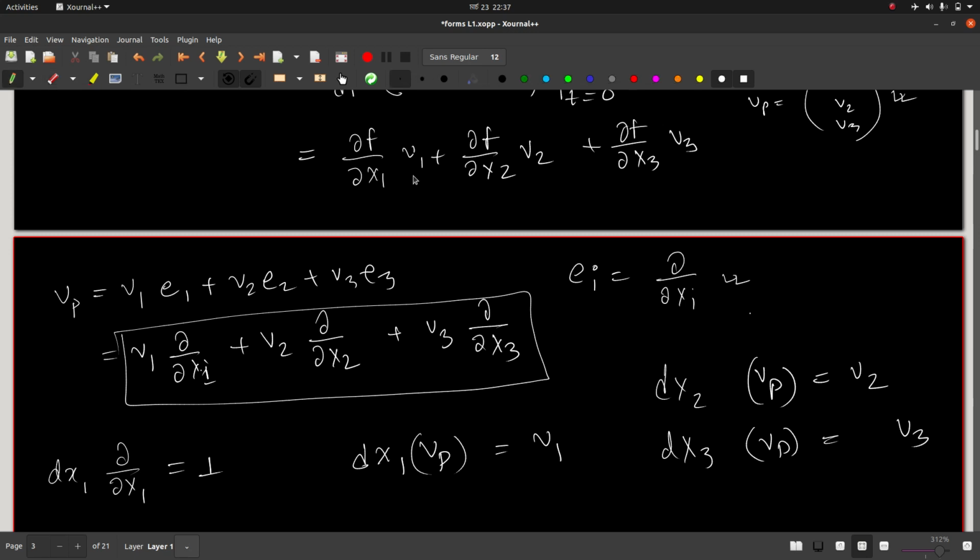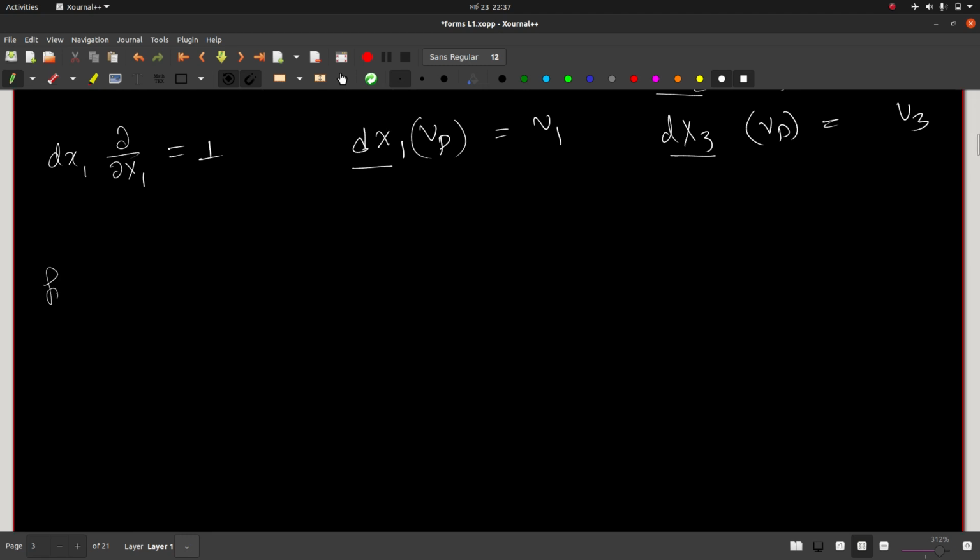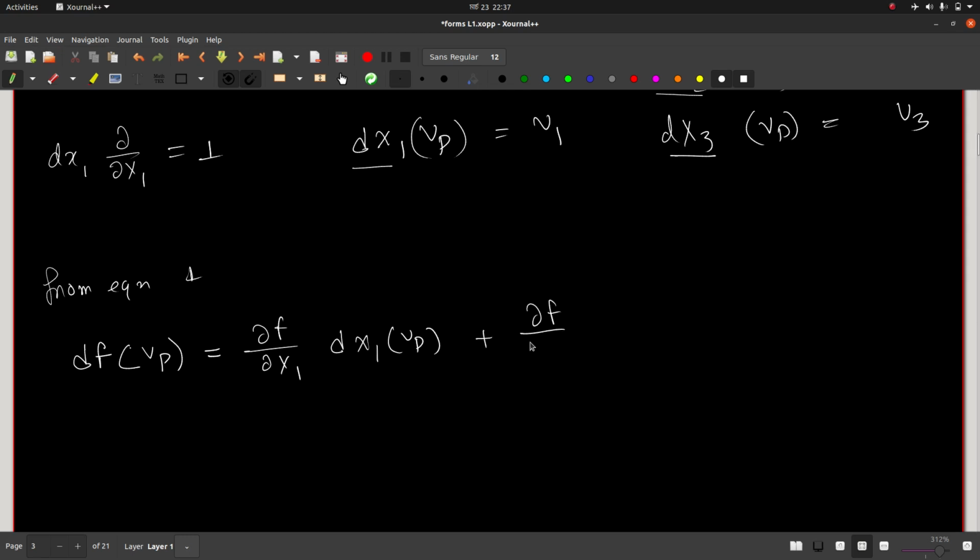So instead of this v1, v2 and v3, I can now substitute these fellas. So let's try to do that. Let's call this 1. So from equation 1 we can write this as ∂f/∂x1, and v1 can be written as dx1 of vp, then ∂f/∂x2 times v2 can be written as dx2 of vp.